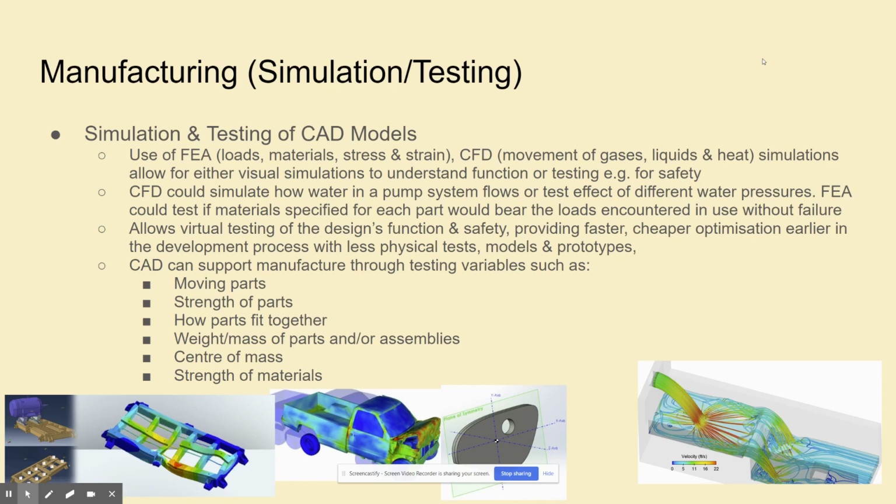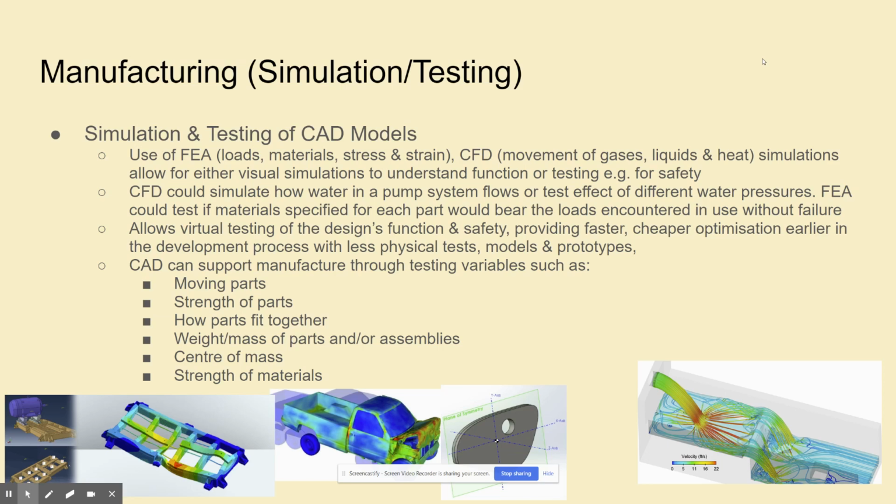The first one, as an advantage particularly of CAD, is that we can use testing and simulation methods such as FEA, which stands for finite element analysis, and that allows us to model things like loads, material stress and strain. We could also use CFD, which stands for computational fluid dynamics, which is about the movement of gases, liquids, and also thermodynamics, so basically heat transmission through things. Becoming a CFD or an FEA engineer is an entire career discipline in itself, so there's only so much I could realistically fit in one slide.